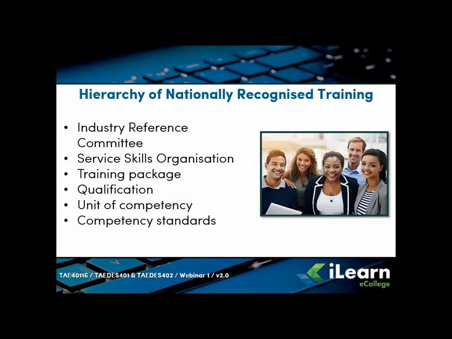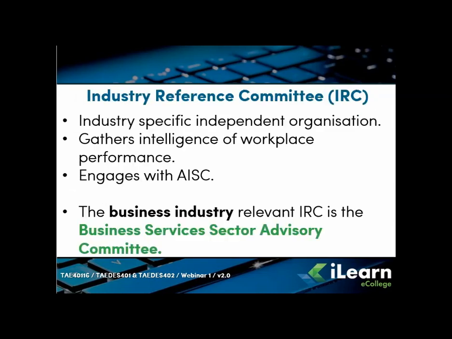Okay, so when it comes to vocational education training, so VET, within this industry there is what's called a hierarchy of nationally recognized training. Now, as you can see on the screen, there's a few sectors there. Beginning at the top, we have our industry reference committees. We also have our service skills organizations. We have training packages, qualifications, units of competency, and competency standards. So what we're going to do is talk about each one of these and how they relate to other components within the hierarchy. So at the top, we have what's called the industry reference committee.